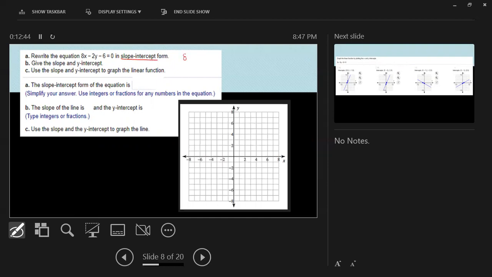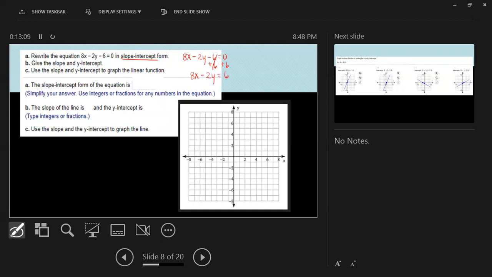So I have 8x subtract 2y subtract 6 is equal to 0. So the first thing I want to do is bring my -6 over with the 0 by adding. You do the inverse to move it. So that cancels out. So I'm left with 8x subtract 2y is equal to a +6.